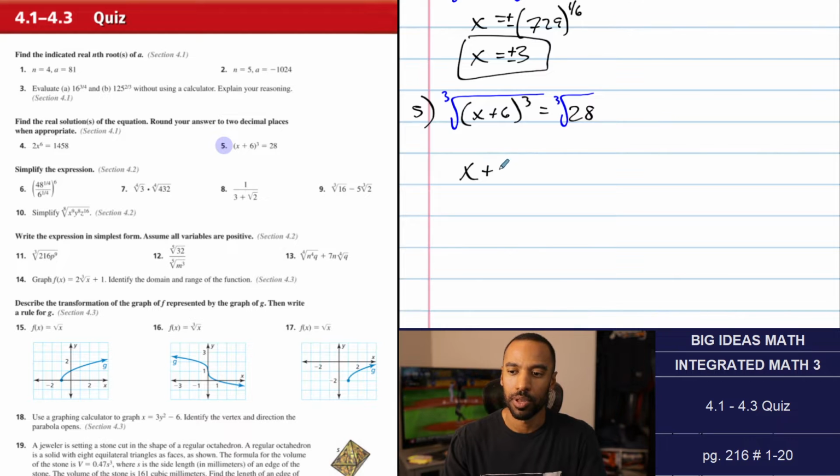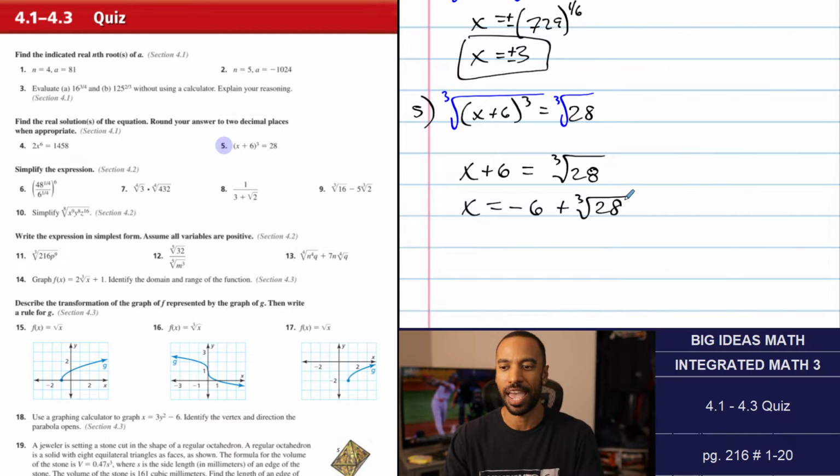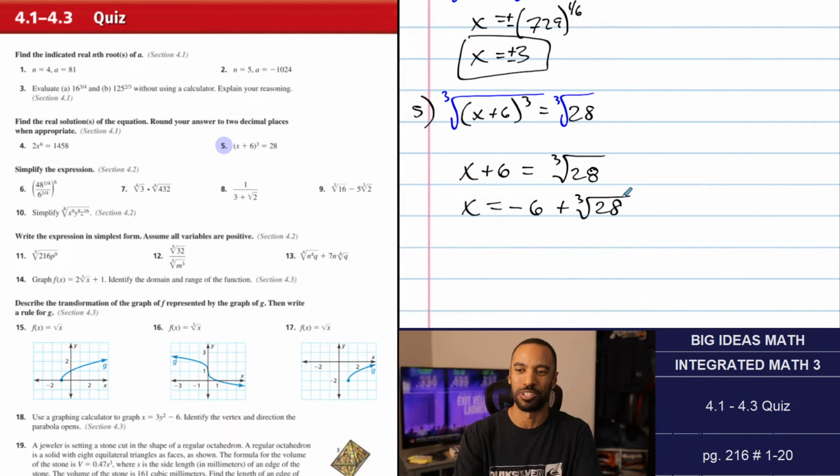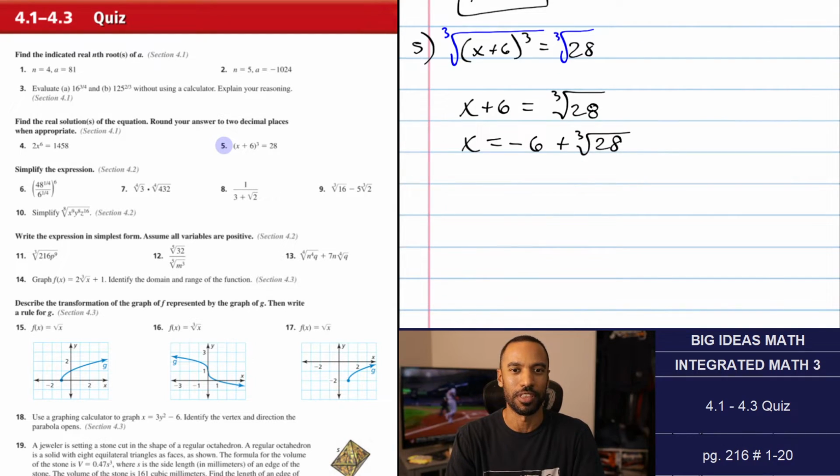So x plus 6 equals the cube root of 28, and we have to subtract 6 from both sides to solve for this. X is negative 6 plus the cube root of 28. Oh, how much my hand wants to do plus or minus on that. It's like thinking about doing it there. So I'm going to go to the calculator for this one to actually get the approximation.